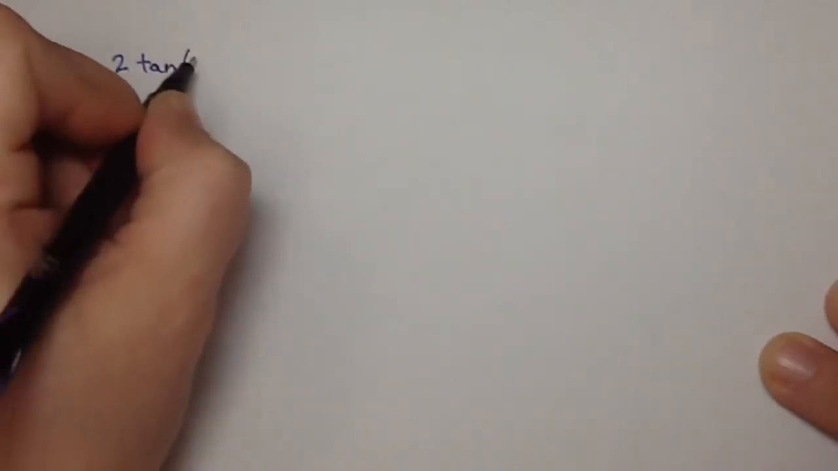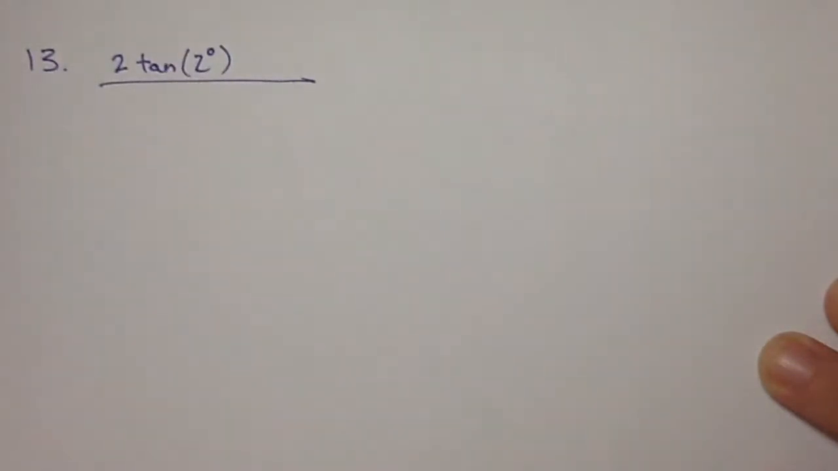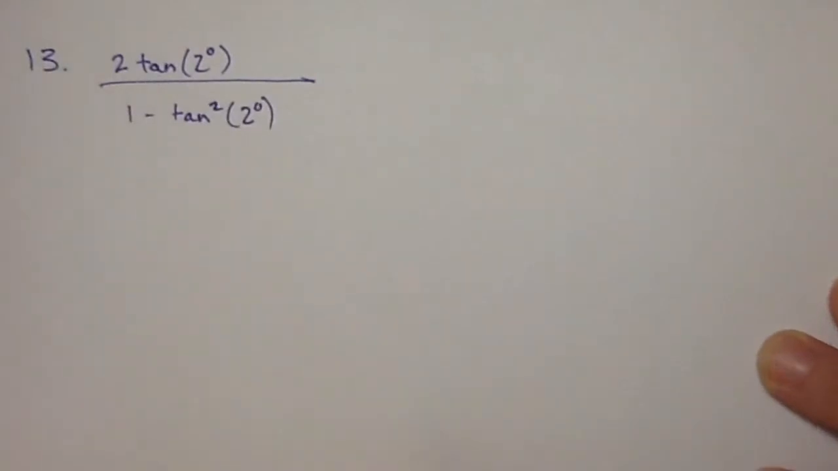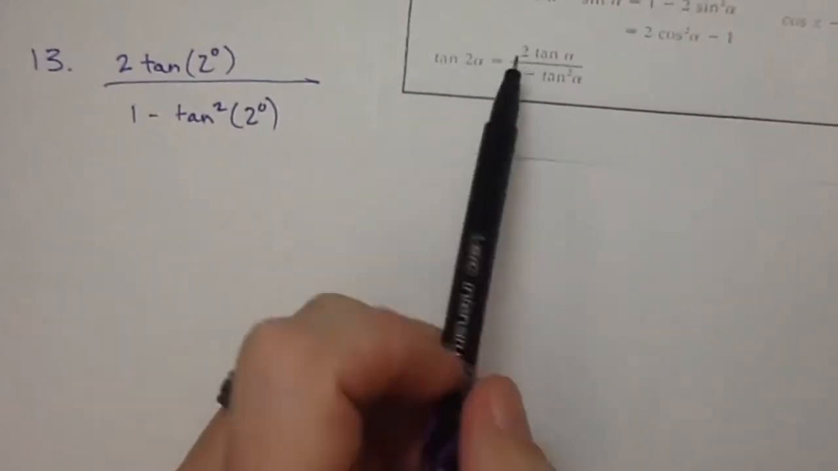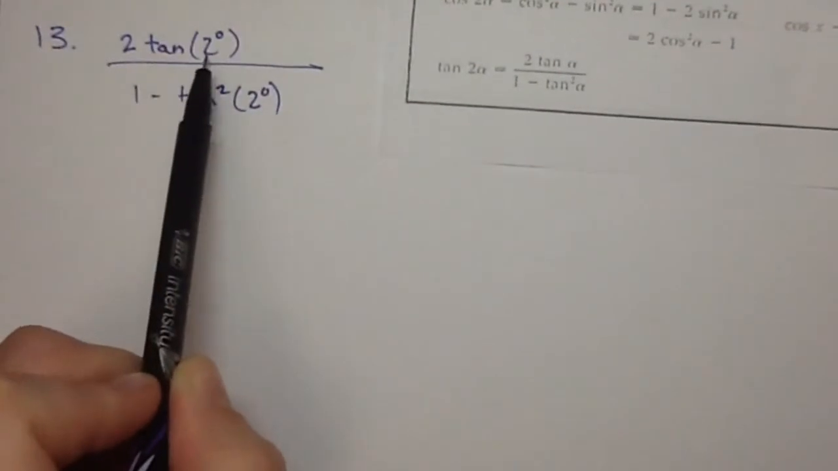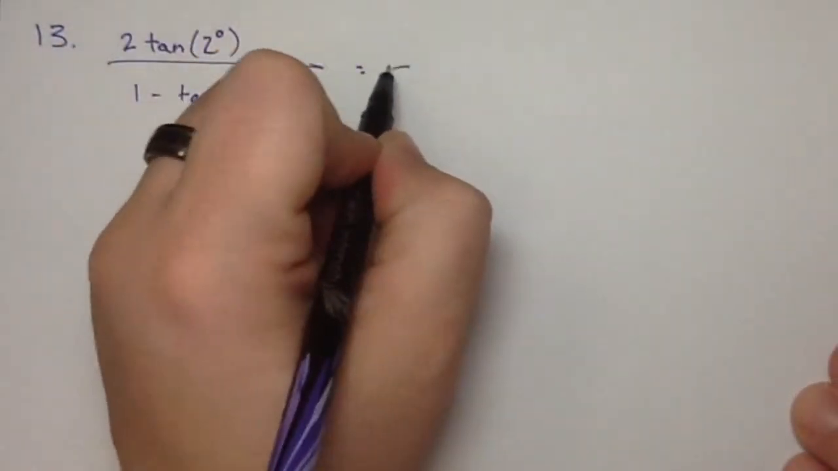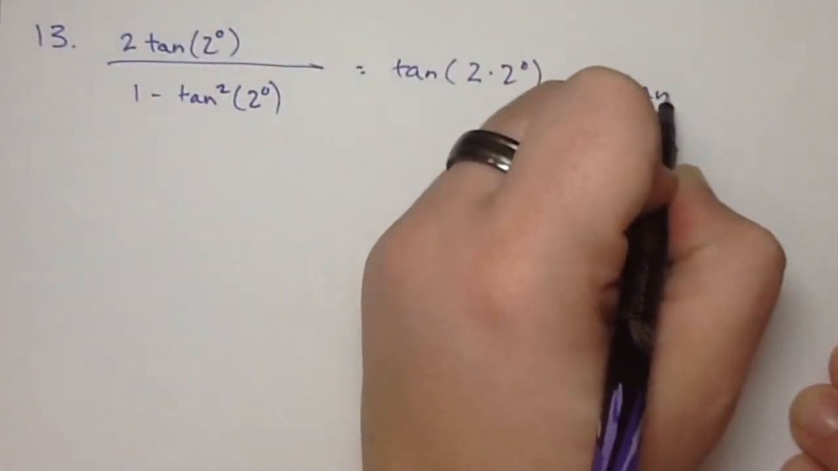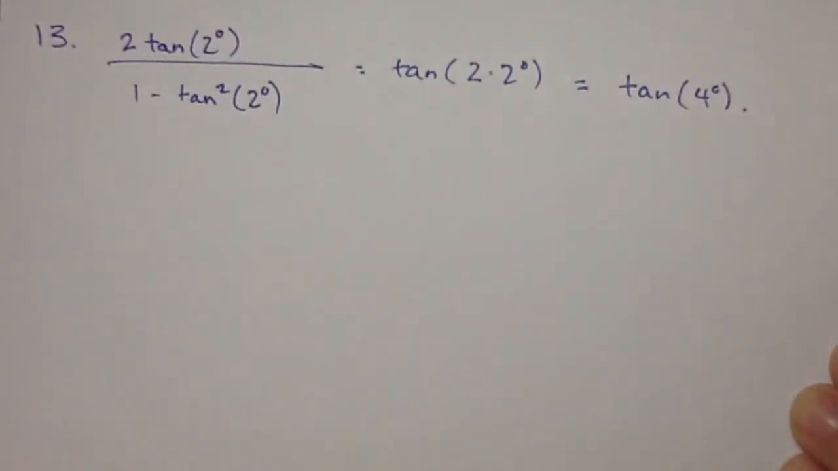All right, moving along, in problem 13, we're asked to use the double angle formulas to rewrite these expressions. We've got 2 tangent of 2 degrees over 1 minus tangent squared of 2 degrees. So if we look carefully, this is exactly the right-hand side of this identity. So this is equal to the tangent of twice this argument. So this is equal to the tangent of 2 times 2 degrees, which is the tangent of 4 degrees. All right, not so bad.